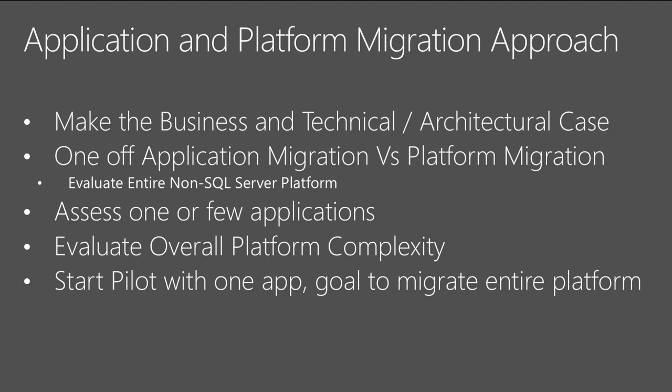Okay, so again, what does the approach look like, right? Obviously, the first step in the approach is to make the business and the technical architectural case. You need a business sponsor and or even a technical sponsor. So we talked about the various ways you can make the case, stuff like that. Then the next question that comes up is, what are you trying to migrate, right?